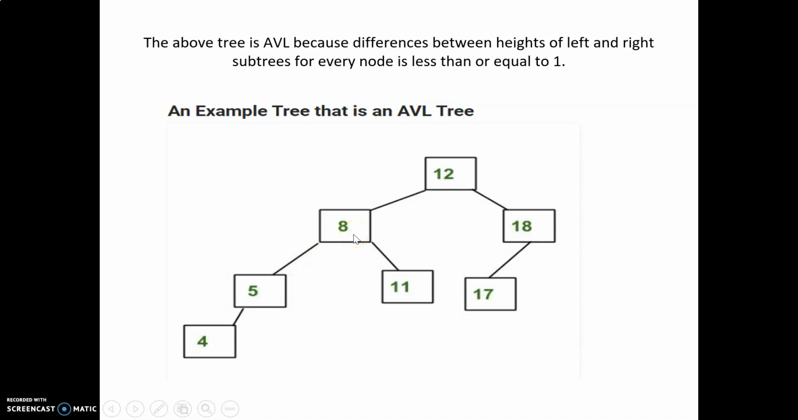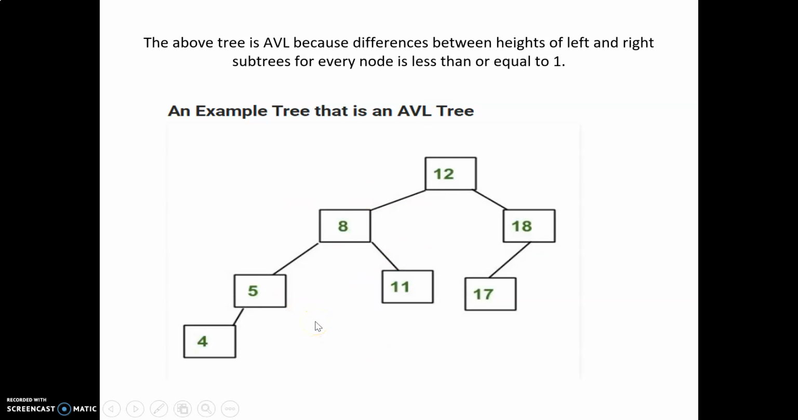Similarly, in this case, the height of left subtree is 2 and the height of right subtree is 1. So the balancing factor of 8 is 2 minus 1, which is 1. Again, similarly, the balancing factor of this particular node: the height of left subtree is 3 and the height of right subtree is 2. So 3 minus 2 will be 1. It is an AVL tree when the balancing factor of each and every node is either 0 or 1 or minus 1. Then it is a balanced AVL tree.